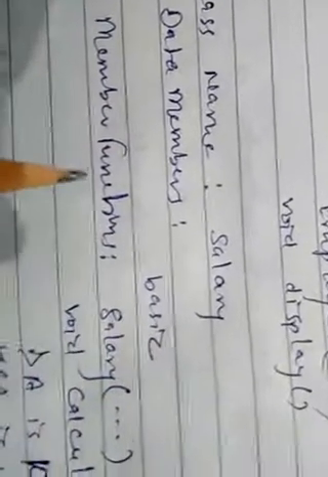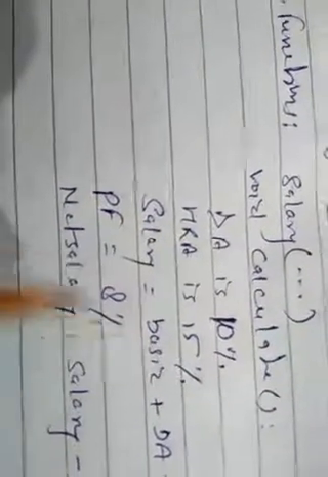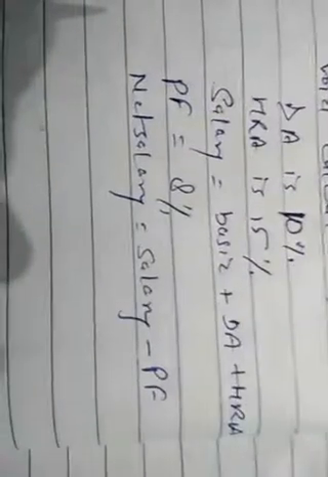Now the second class is named Salary, and the data member of this class is basic. The member functions are a parameterized constructor and a void calculate. In the calculate function we have to calculate the DA of 10% and HRA of 15% of basic, then calculate the salary, PF, and net salary. Now see the solution of this.